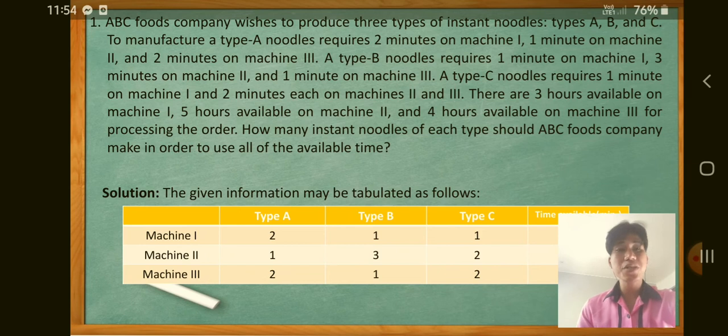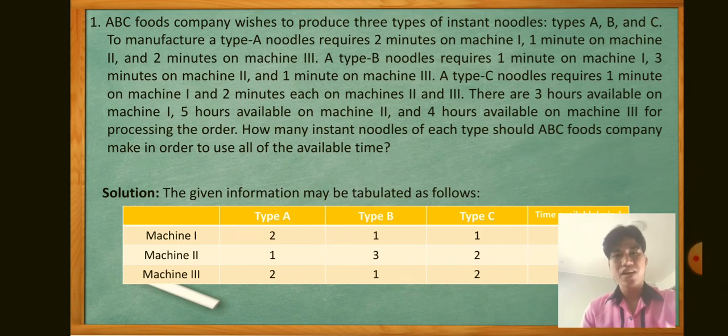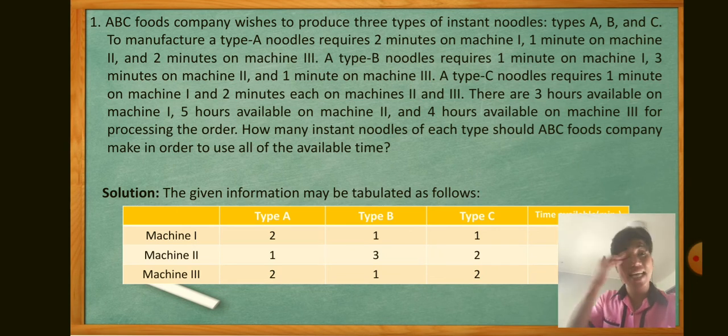In food technology, for example, ABC Food Company wishes to produce 3 types of instant noodles: types A, B, and C. To manufacture type A noodles requires 2 minutes on machine 1, 1 minute on machine 2, and 2 minutes on machine 3.